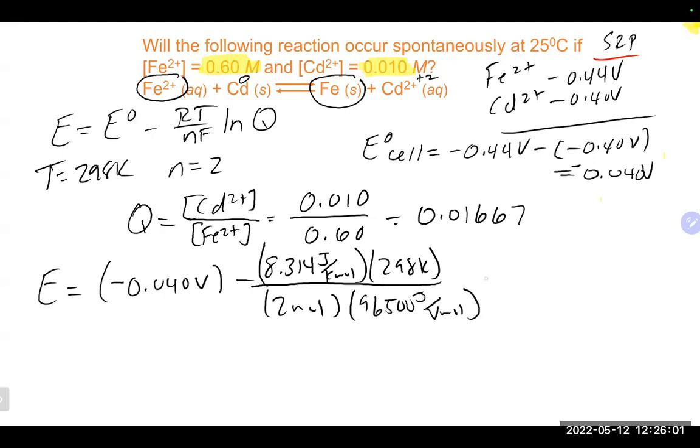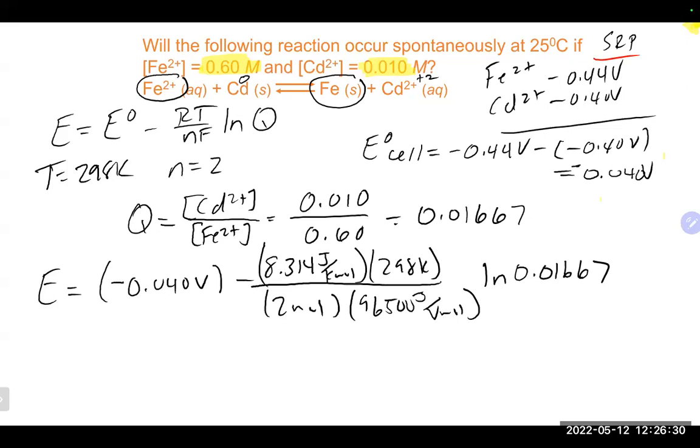And that would then equal the natural log of 0.01667. Once again, I'm going to do a little cleaning up of the left-hand side here, and then I'm going to multiply it by the natural log of 0.01667. Actually, I'm just going to do that. Yeah, so we'll do the right-hand side cleanup.